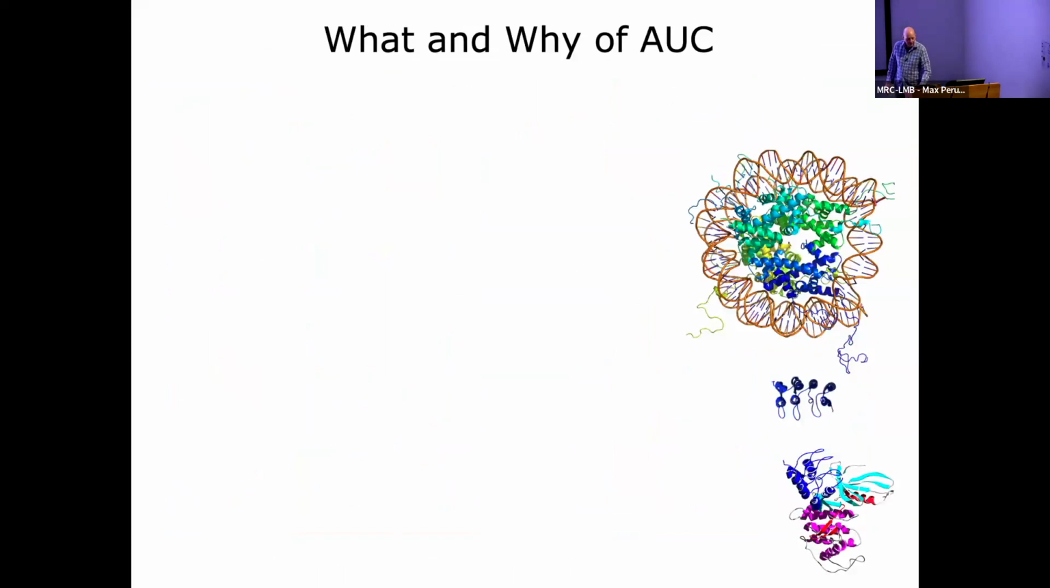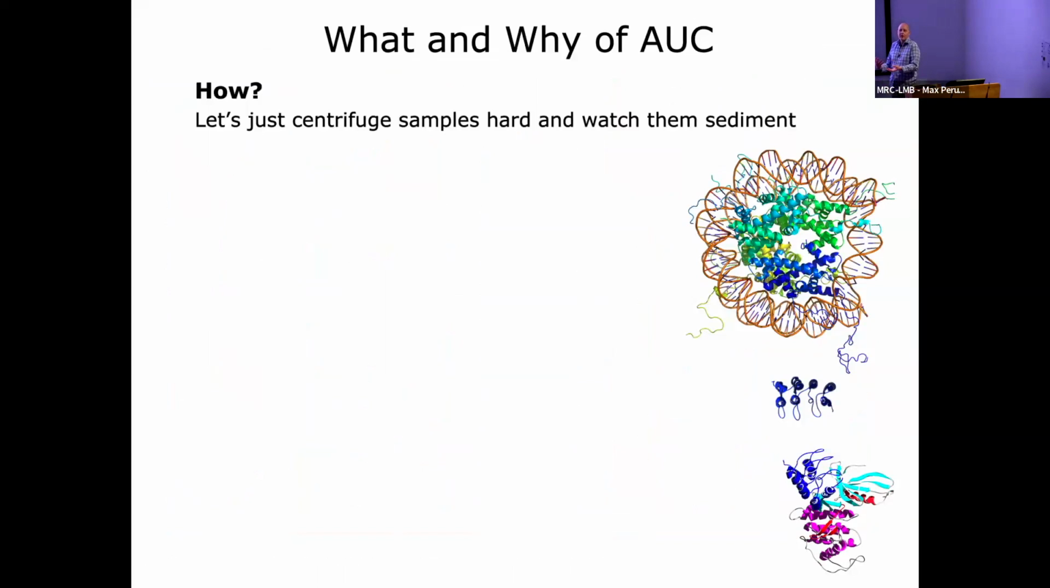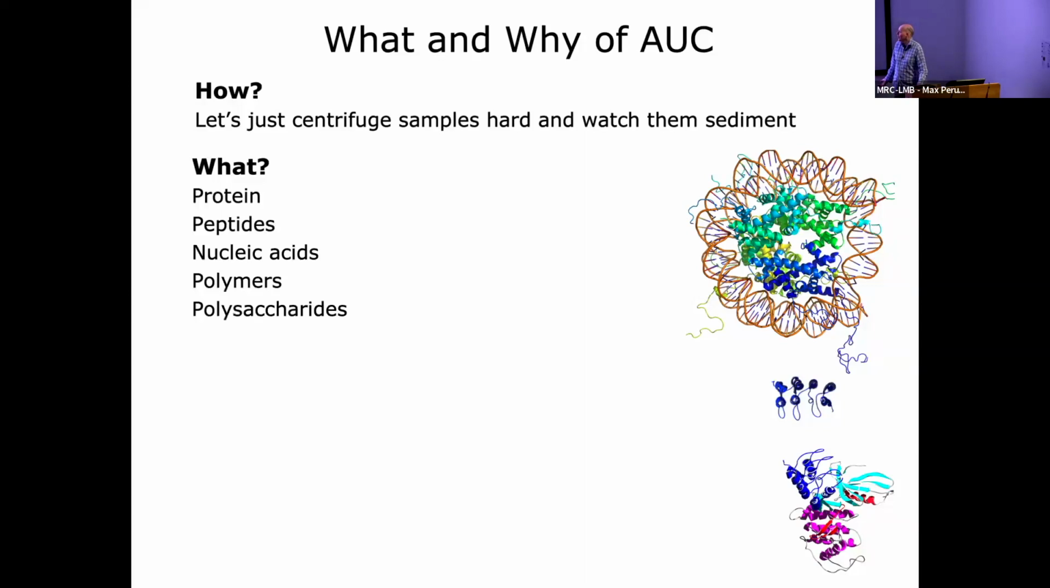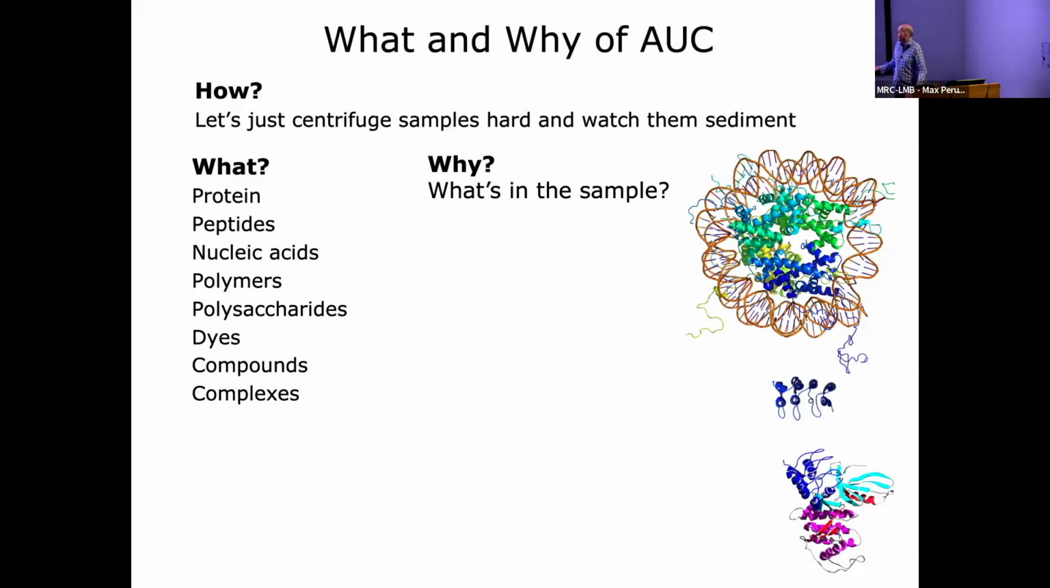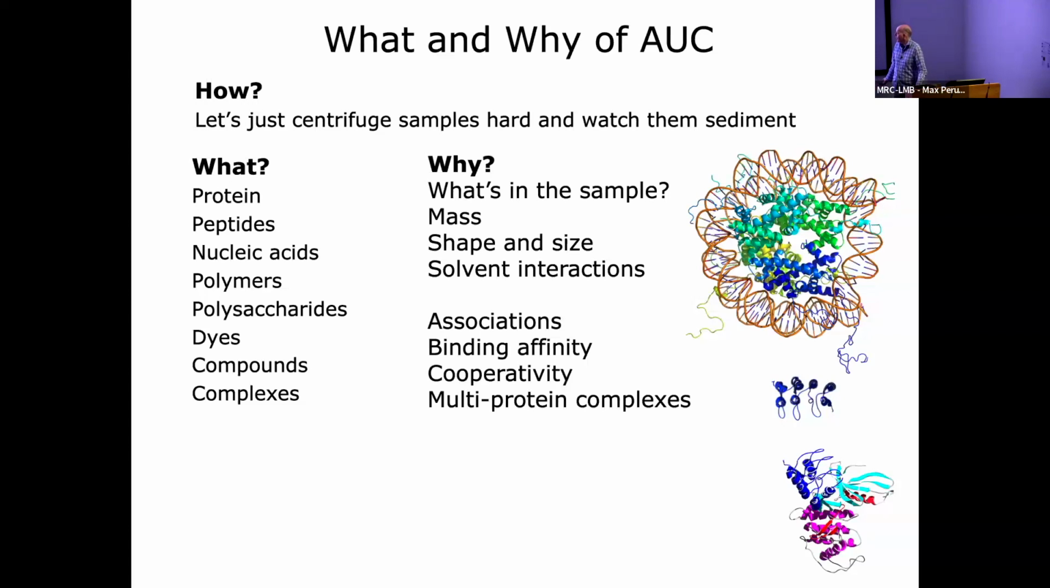Okay, first of all, it's a very simple technique. What do you do? You put a sample in a centrifuge, you spin it, and then you watch it sediment. And you can use it for anything: proteins, peptides, nucleic acids, polymers, polysaccharides, dyes, compound complexes. Why would you want to do it? There are so many different techniques. Well, you can ask what's in your sample. You can find out the mass, the shape and size. You can look at solvent interactions. You can look at associations, binding affinity, cooperativity, multi-complexes, kinetics.